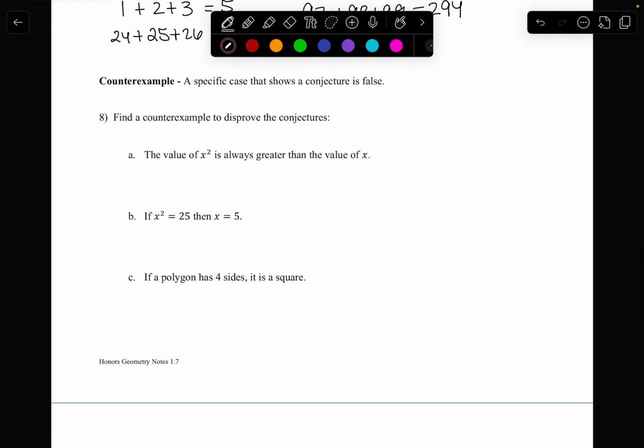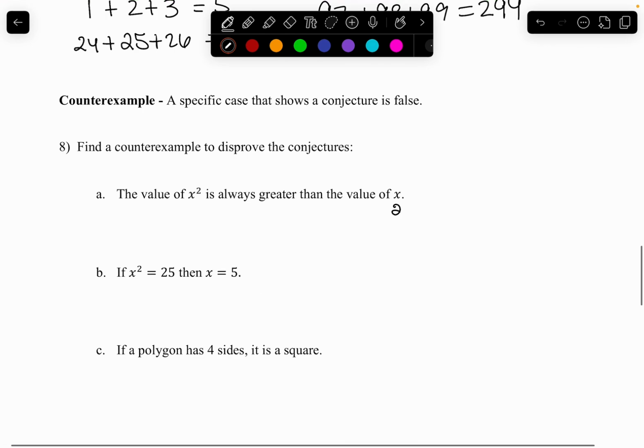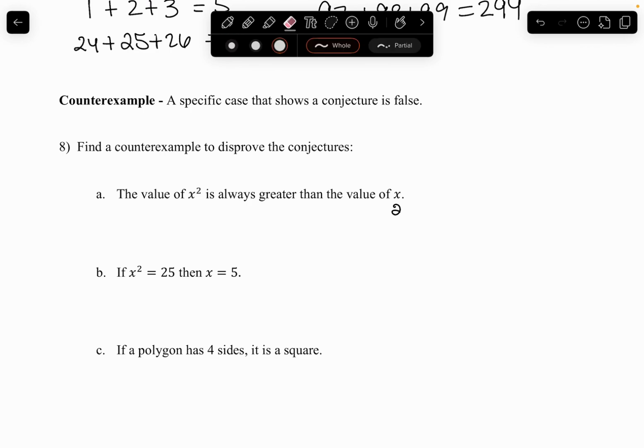All right, this is another important section. This is our counterexample section. A counterexample is a specific case that shows a conjecture is false. So remember, a conjecture is you making a hypothesis over what you think might be true, or just guessing what might be true. It says find a counterexample to disprove the following conjecture. So this conjecture says the value of x squared is always greater than the value of x. So for example, if I picked the number 2 for x, then 2 squared is 4. Well, in that case, x squared would be greater than x, right? So we need something to show that that's false.